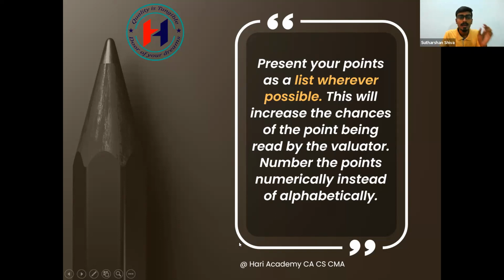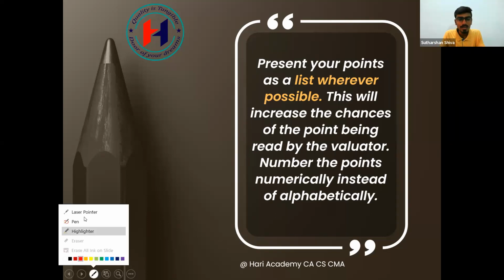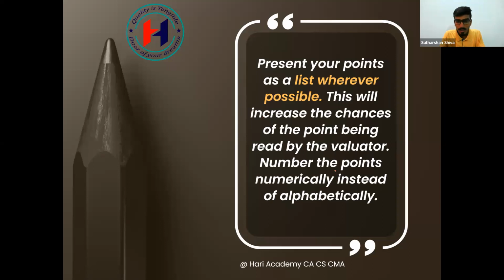And then always give the number of points numerically instead of alphabetically. In your question, suppose you are writing 2A, don't write A, B and so on again in the points. This is your question, so don't use it again. Instead of that, you can use bullet points, like an arrow mark. Anything you can use.